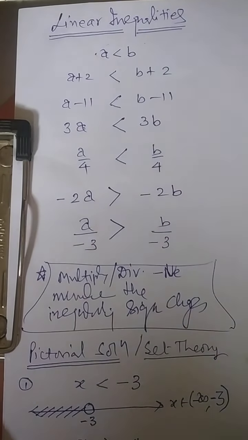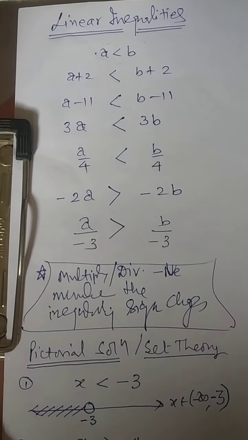It is to be kept as open. Do you know why? If it is closed, then minus 3 will be attained, but minus 3 is not less than minus 3. Okay. So whenever it is less than or greater than, you have to keep the bracket open, and infinity, you already know, is open.